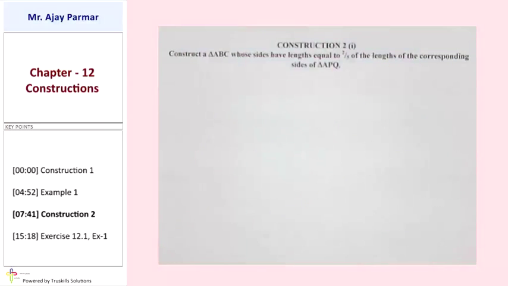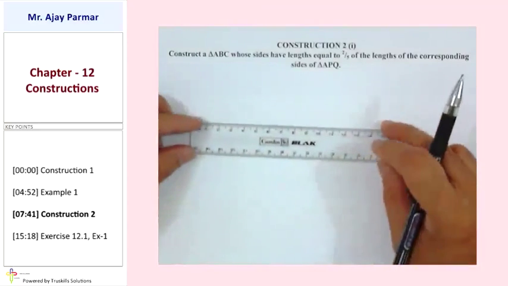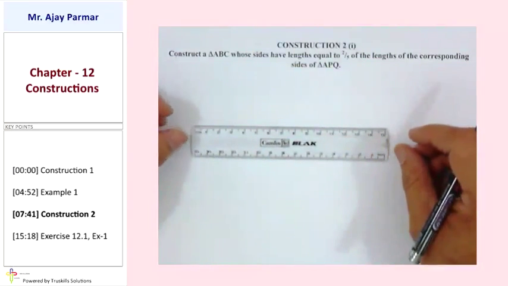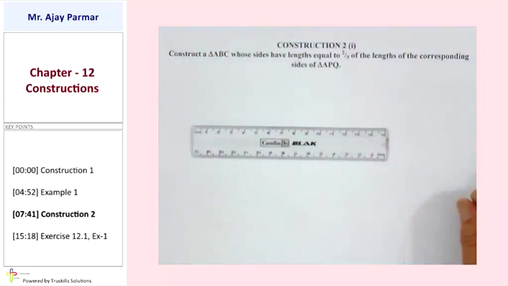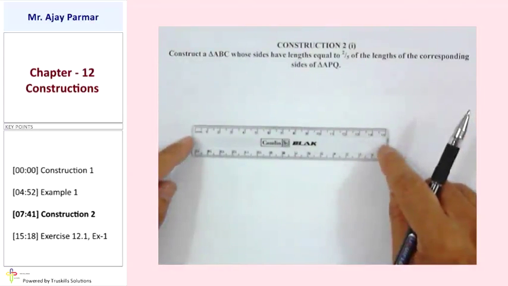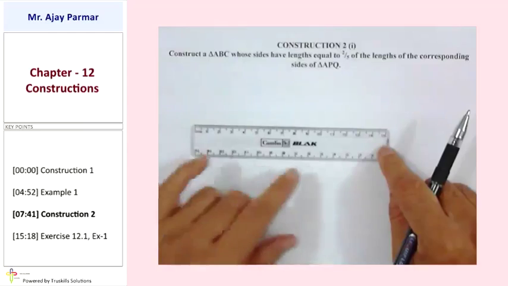Construction number 2. Construct a triangle ABC whose sides have length equal to 2/5 of the length of the corresponding sides of triangle APQ. We are not given any measurement of the triangle, so we are free to select whatever measurement of the triangle that we would like to select. Let us construct first of all triangle APQ, because with the reference of that particular triangle, I am expected to draw triangle ABC, whose scale factor is given to be 2:5.